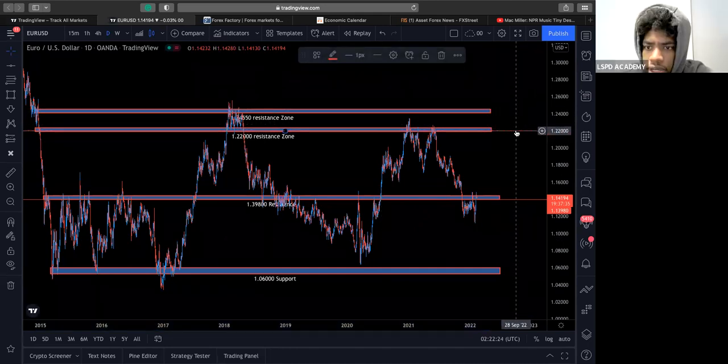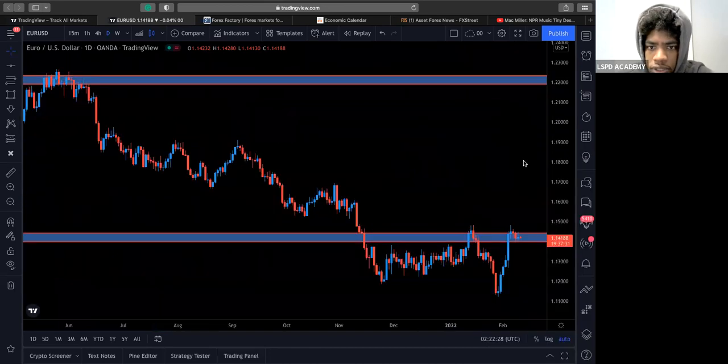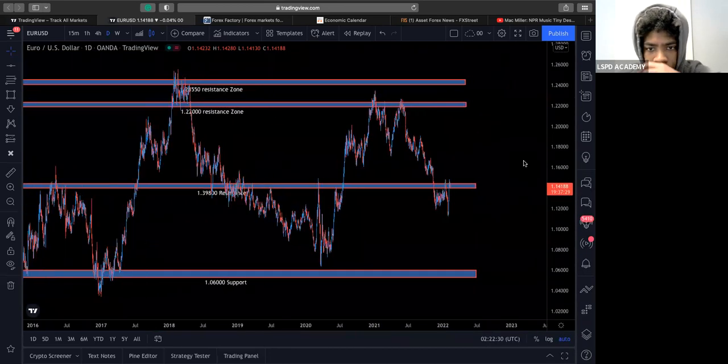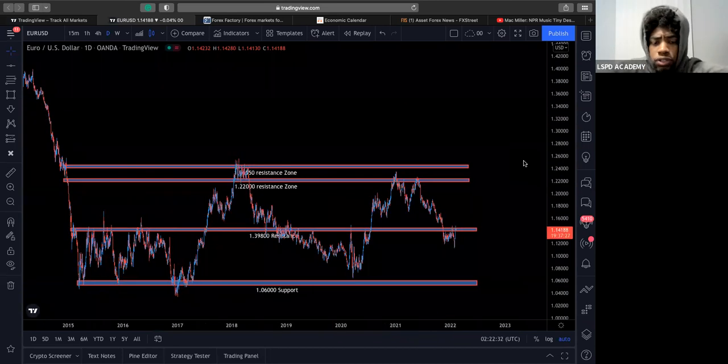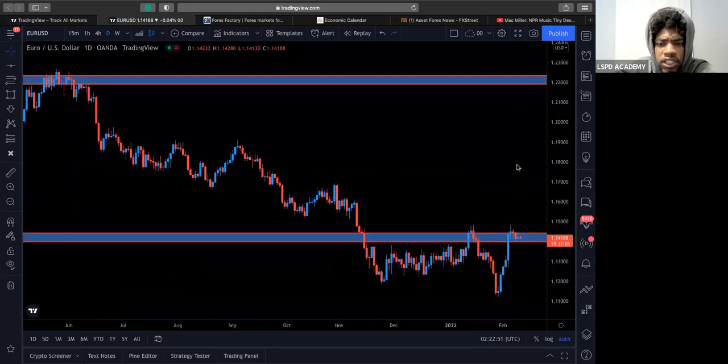Now that we've got our major higher time frame levels marked out, it makes this a lot simpler. Now what you want to do is identify the trend. Is price going up, is price going down, or is price just moving sideways? Those are your three main trends, and that's pretty much the only three ways price is going to move. It's either going to go up, go down, or move sideways.